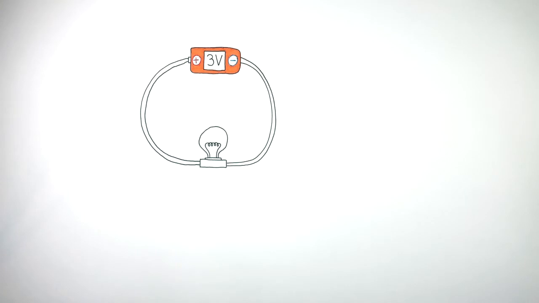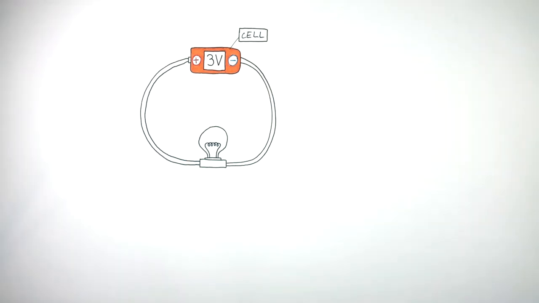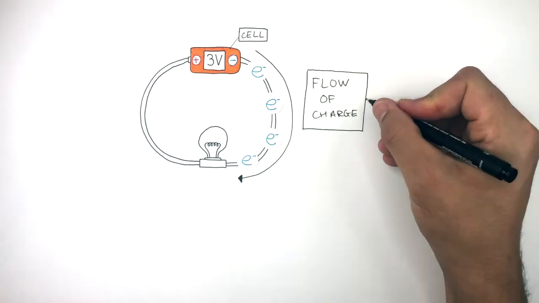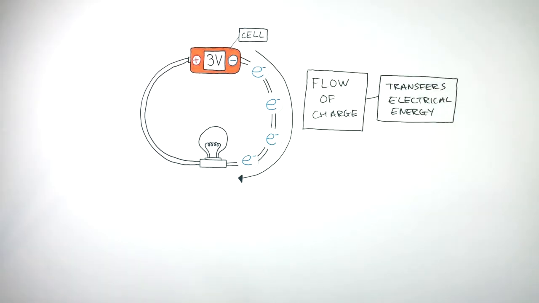Here is a simple series circuit containing a 3-volt cell, wires, and a filament lamp. The cell stores chemical energy, and the job of the cell is to push the electrons around the circuit. This flow of charge transfers electrical energy as they flow through the wire.